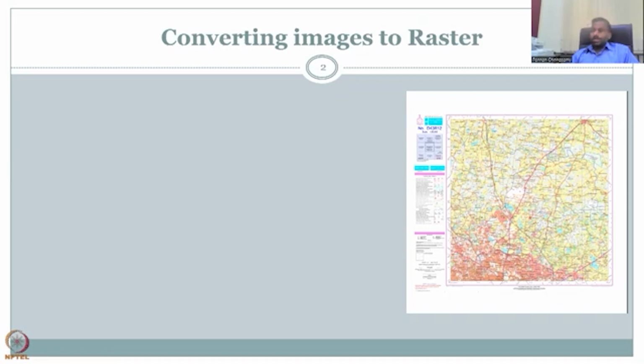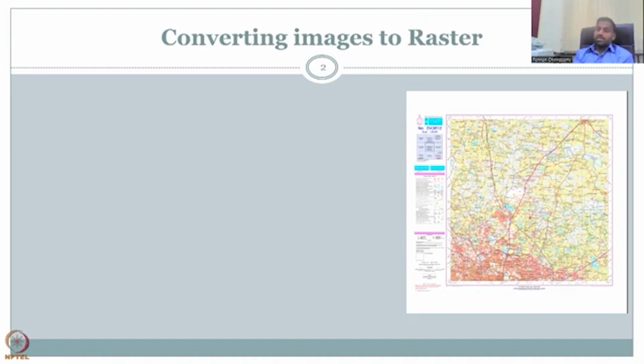So in today's lecture, we will be looking at an image of a map that has been created by a government agency. And we'll look at the specifics that one has to understand in detail before georeferencing it, or converting it into a raster. So images can be made raster data with geospatial location.